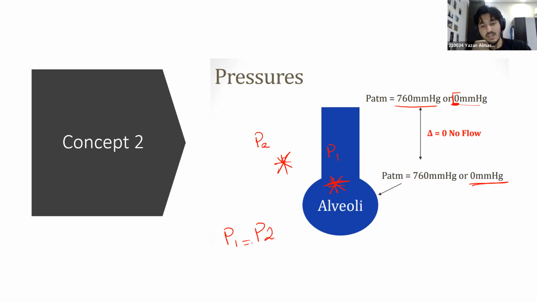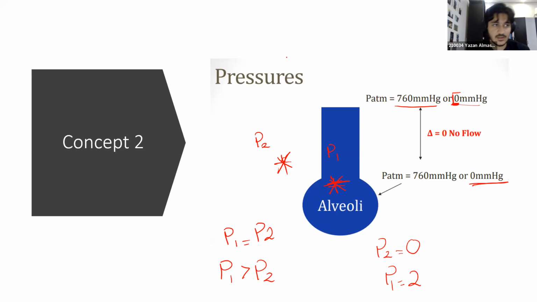But what happens if pressure 1 is greater than pressure 2? And I want you to type this in the chat. So if pressure 1, for example, equals 2, and pressure 2 equals 0, where is air going to move? It will move from pressure 1 to pressure 2.